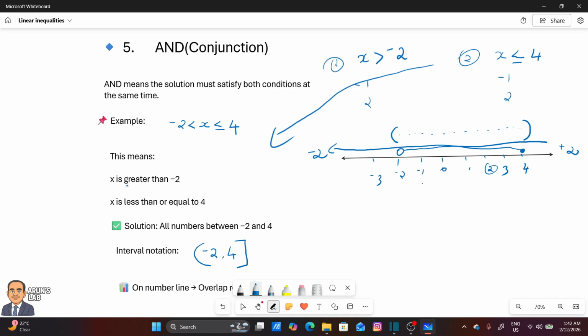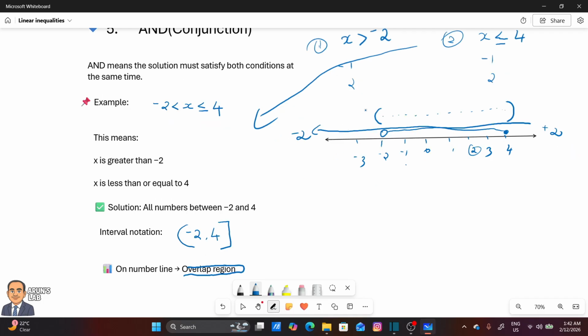So what does it mean? x is greater than minus 2, and x is less than or equal to 4. So the solution is all the numbers that lie between minus 2 and 4. So the interval notation will be (minus 2, 4). This is the interval notation. This is the overlapping region, minus 2 to 4.